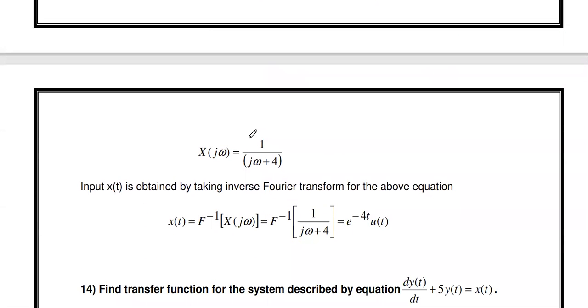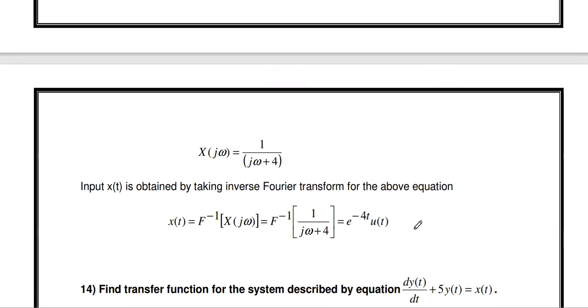What is our question? Our question is to find the input small x of t. From capital X of j omega, how can you calculate small x of t? You just take the inverse Fourier transform. If you take the inverse Fourier transform for 1 by j omega plus 4, we will get the answer e power minus 4t u of t, since already you know the standard Fourier transform pair: e power minus a t u of t has the Fourier transform 1 by j omega plus a.